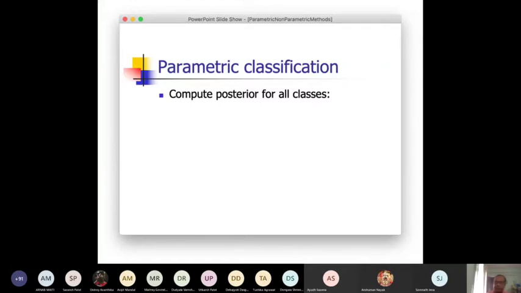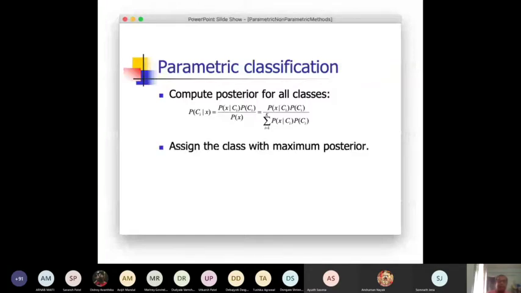As you have seen, it involves computing posteriors for all classes, where the individual components of the probability density functions are computed using the parameter estimation method. So I can represent these computations in this fashion, and then I need to assign the class with maximum posterior.